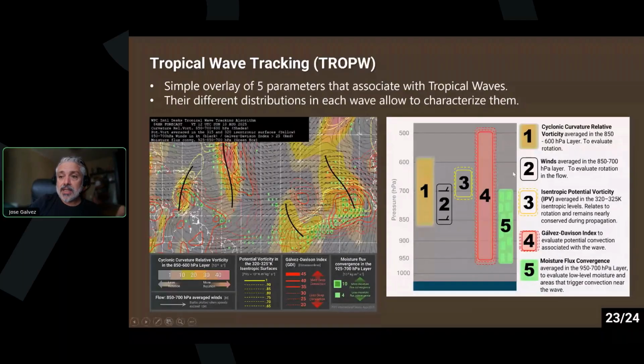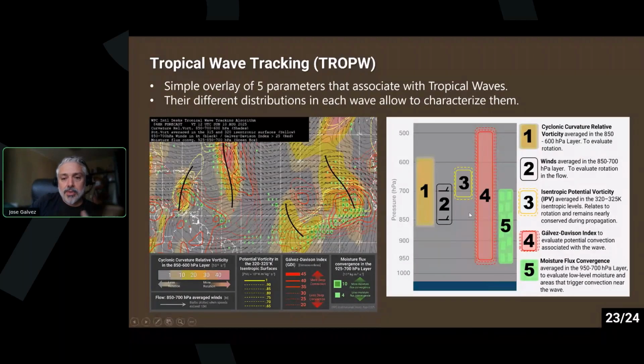First, we have cyclonic curvature relative vorticity in the shades of color. So instead of just grabbing vorticity or cyclonic vorticity, we extracted the curvature component of vorticity because vorticity can have a shear component and a curvature component. We extracted the curvature component, and this is what is plotted. We use this layer, 850 to 600. Why? Because this layer, we did a lot of trials at the international desk, and we realized that this layer aligns pretty well with where the vorticity associated with the waves is located.